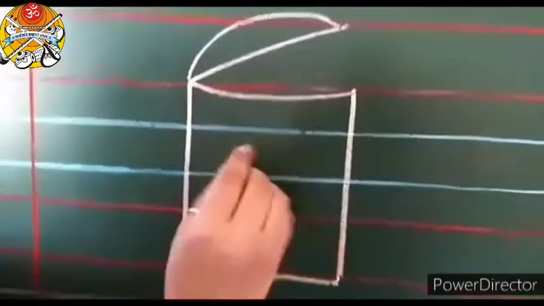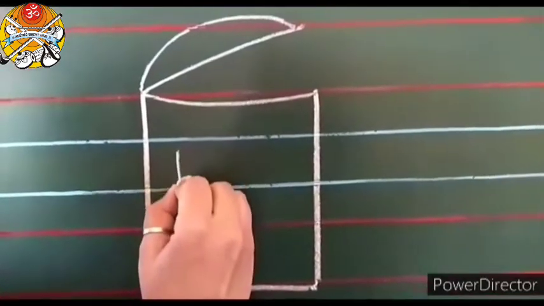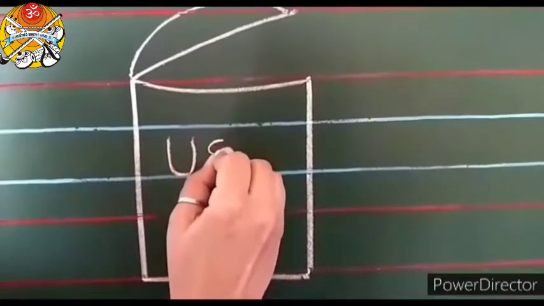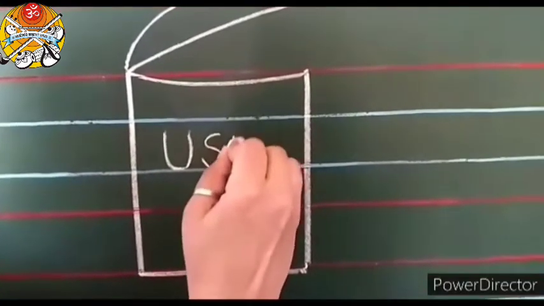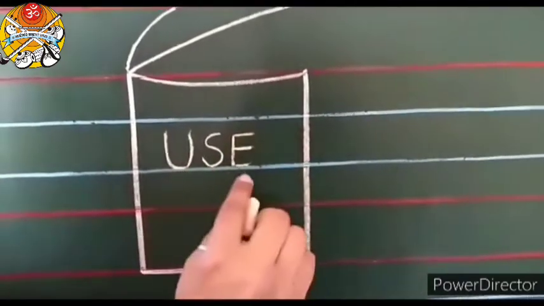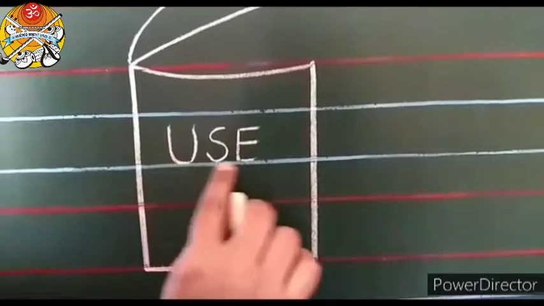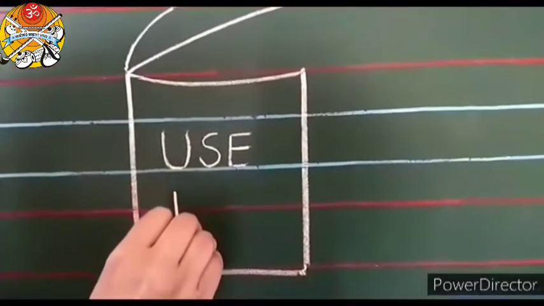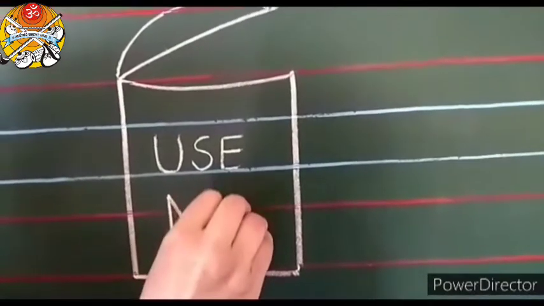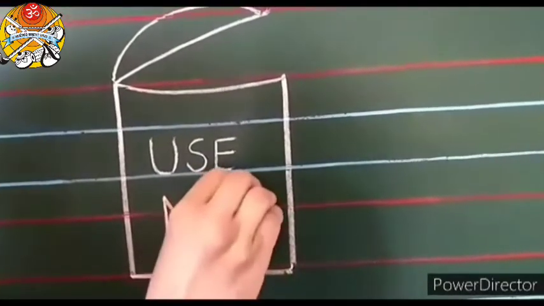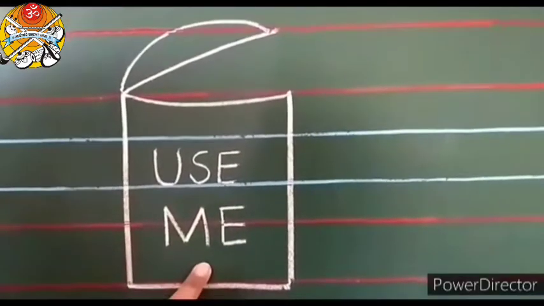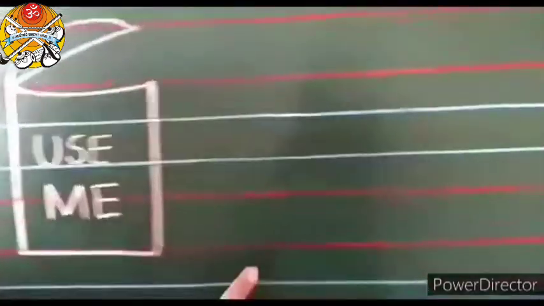Right? And what will we write here? U, S, E. This all will be in capital letters, right? That is USE. And here capital M and capital E. Use me. This is the dustbin. Next we will draw a dog.